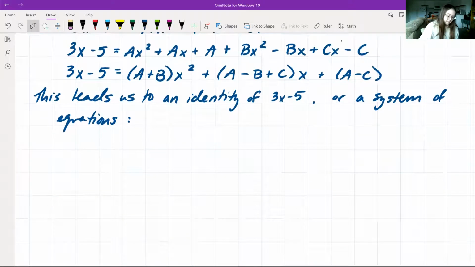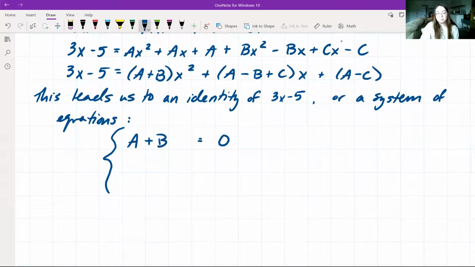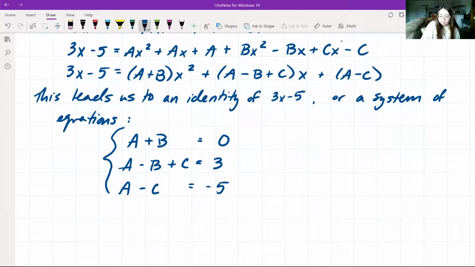But basically, this is going to give us that a plus b, which is being multiplied by x squared, is going to be equal to 0, because there is no x squared term in 3x minus 5. That means that a plus b has to be equal to 0. Then a minus b plus c times x has to be equal to 3. Then lastly, a minus c has to be equal to negative 5.